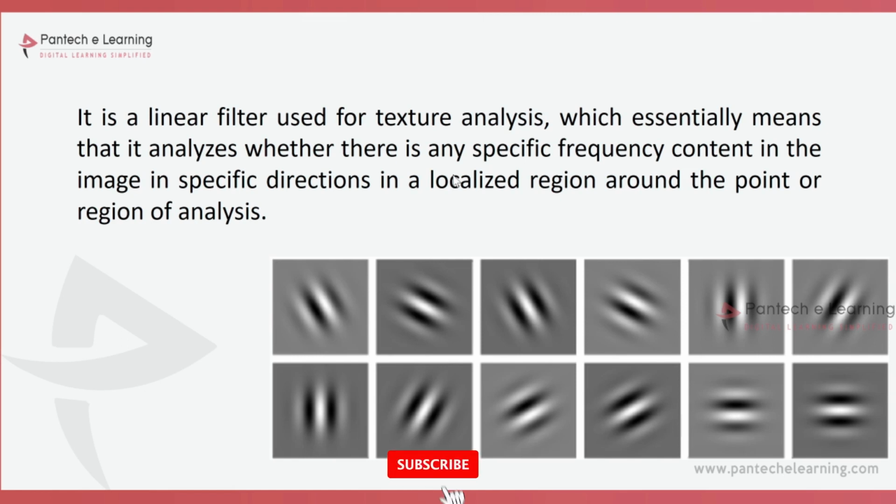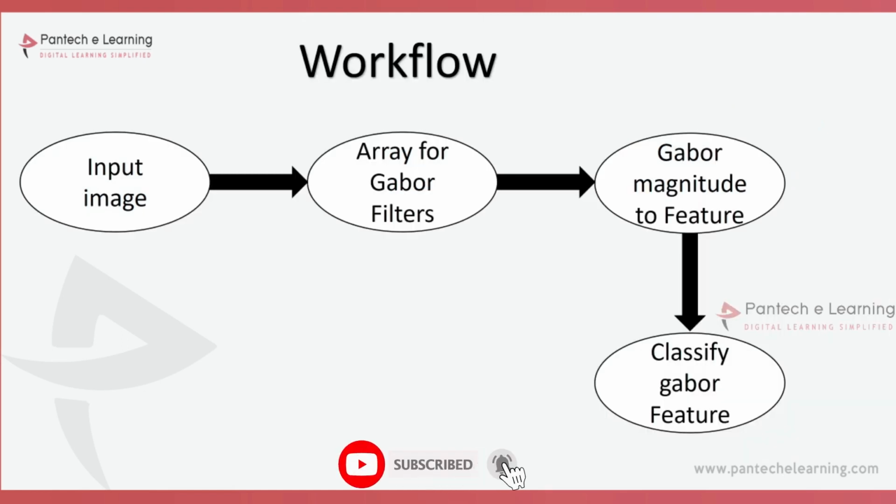The workflow for the Gabor filter is this: first you provide an input image, and from that an array of Gabor filters should be created. Inside that array the input image will be taken, and once the filter is taken in the form of an array, the magnitude data should be converted into feature data. Finally, the Gabor features can be classified with the help of the initial requirements inside the display tool from computer vision.